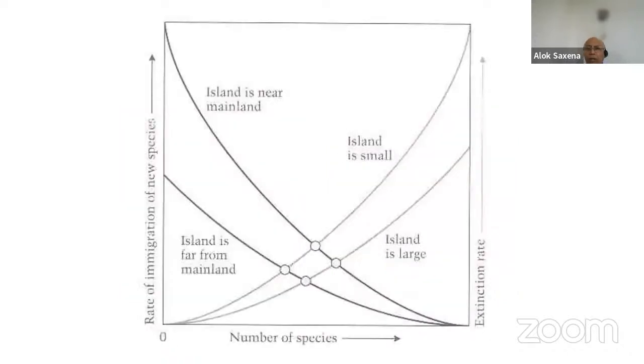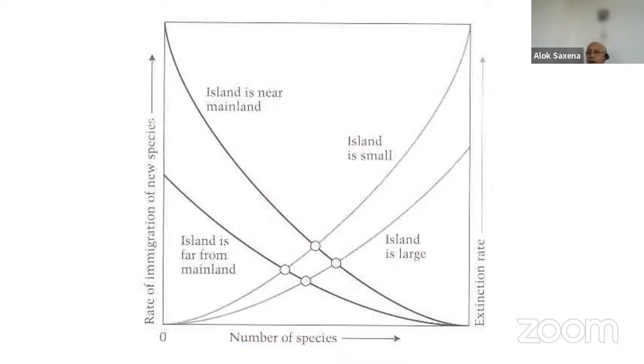Now, if we overlap everything, this particular graph you will find in many books. So here we can see where we can have the maximum number of species. We see that the maximum number of species is at this point, where the island is large and near to the mainland. If you see this, the extinction intersection is here, and the minimum number will be here, where the island is far from the mainland and small in size.